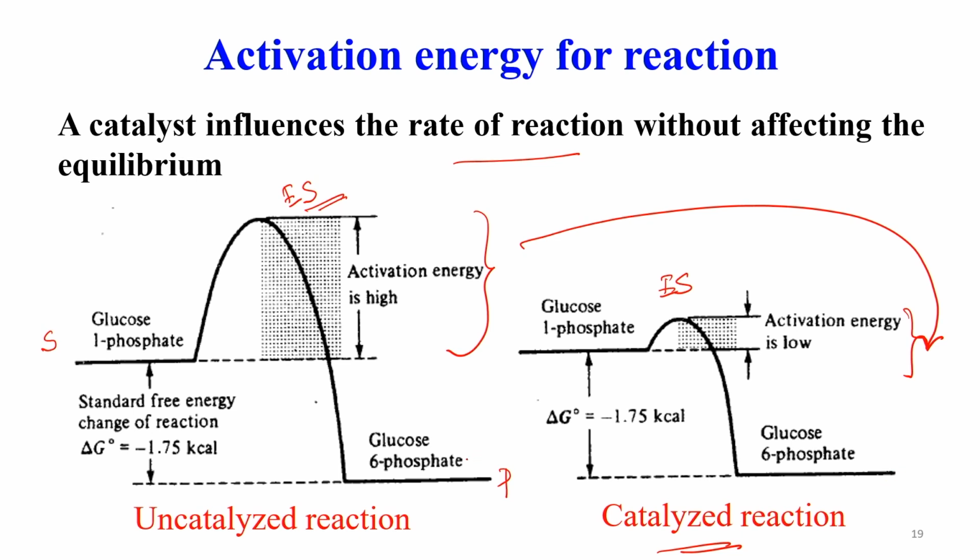You just see there is no change in the product, starting with glucose 1 phosphate to glucose 6 phosphate. There is no change even in the standard free energy change of substrate and product; that difference is just the same, 1.75 kilocalorie. The only change here is the decrease in the activation energy in the presence of enzymes, and that enables us to increase the rate of reaction without compromising the equilibrium or equilibrium constant.